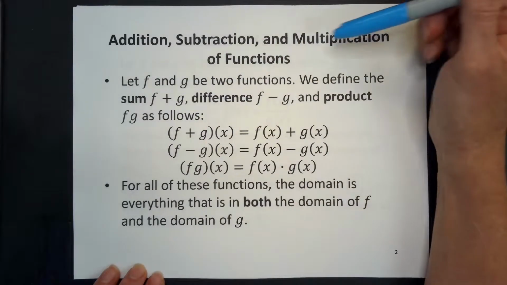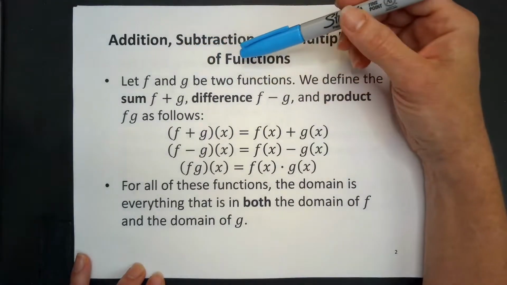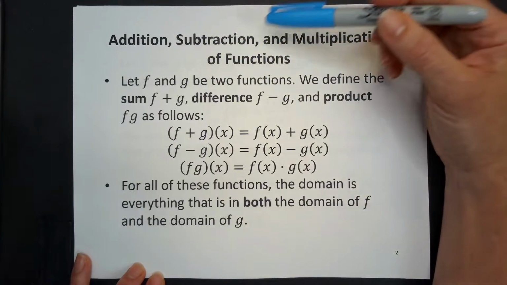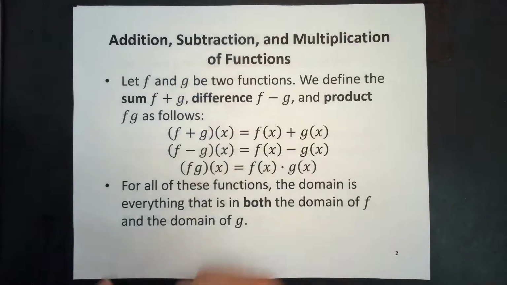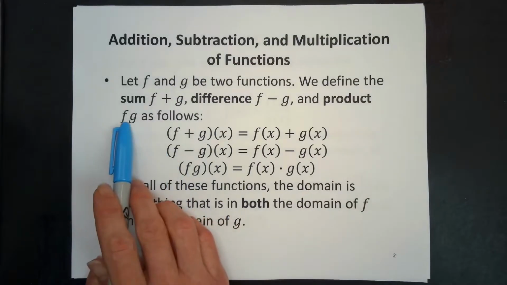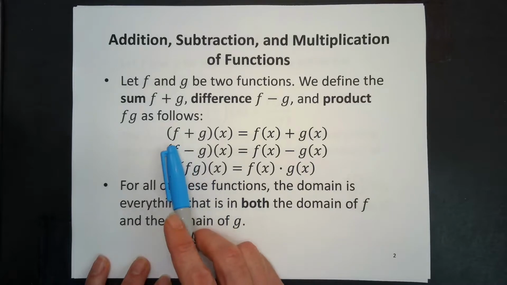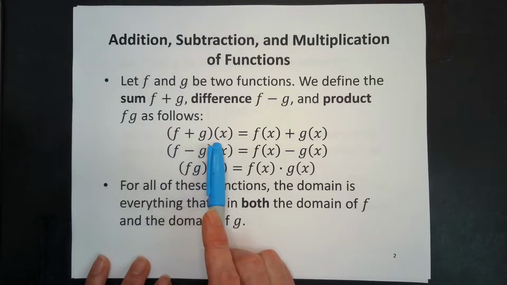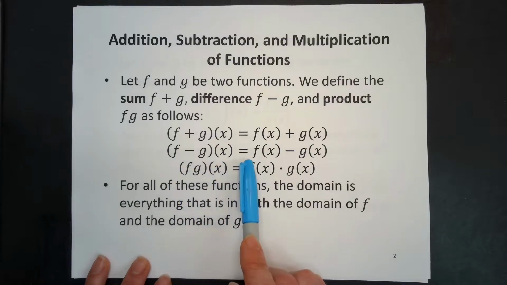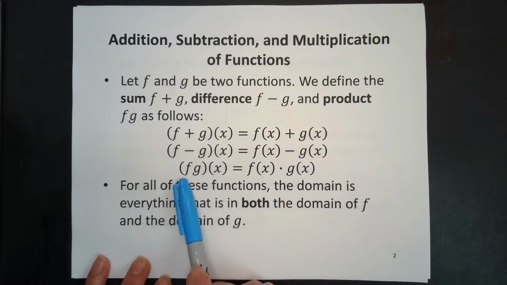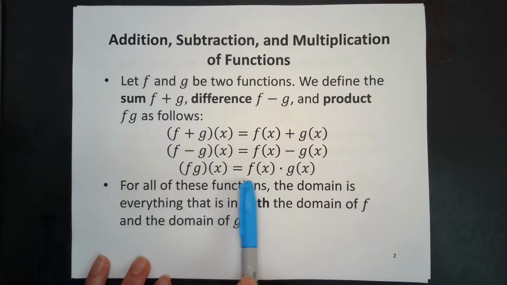Addition, subtraction, and multiplication of functions. We let f and g be two functions. We define the sum f plus g, the difference f minus g, and the product f times g as follows. We just assume it's multiplied if they're written next to each other. f plus g of x equals f of x plus g of x, f minus g of x equals f of x minus g of x, and f times g of x equals f of x times g of x.